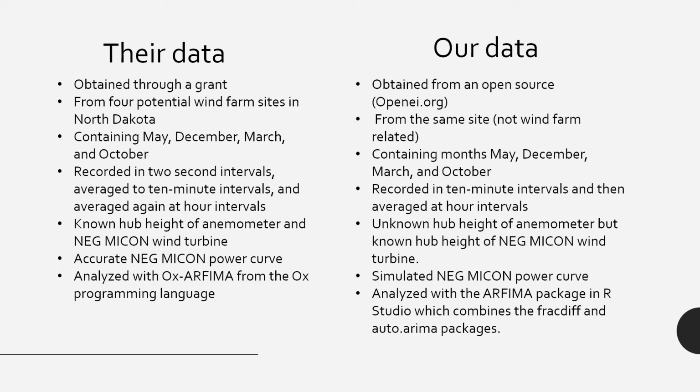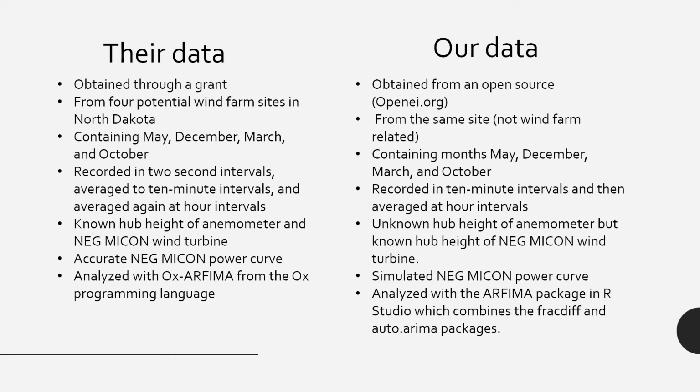In the original paper, their data was obtained through a grant, whereas our data was obtained through an open source. Their data also came from 4 potential wind farm sites in North Dakota, whereas ours are from the same site that are not wind farm related. Both our data and their data do contain the months May, December, March, and October, but theirs was recorded on 2-second intervals, which was averaged to 10-minute intervals and then averaged again at hour intervals.